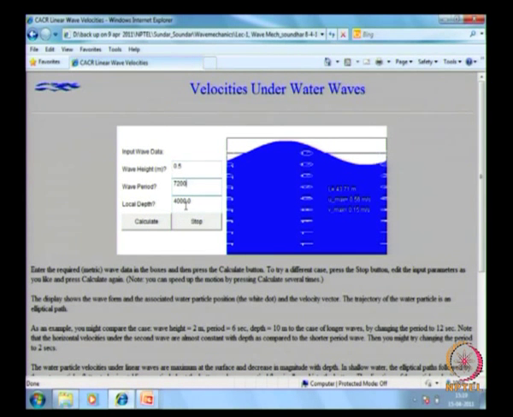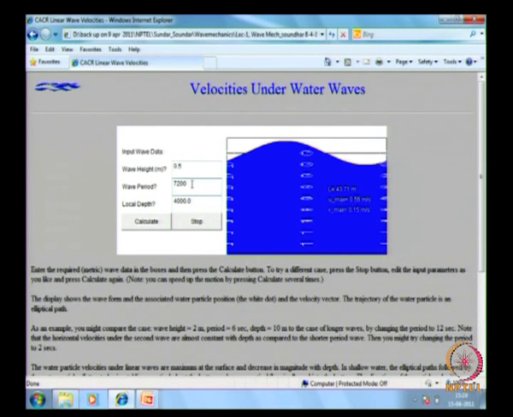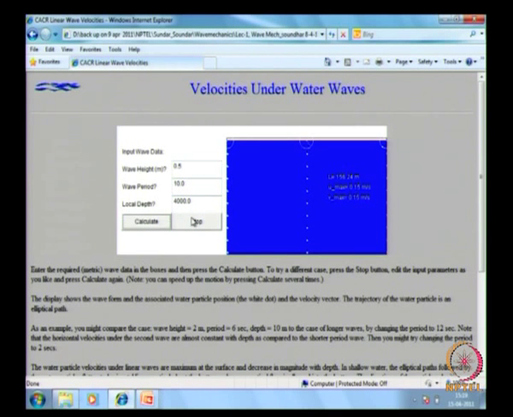So we are talking about water depth of 4000 meters. Now first, initially, let us restrict ourselves to the usual, say 10 seconds wave, under normal circumstances. So you see that in this case the water depth is 4000 meters and a wave height of 0.5 meters. You see that the displacement of the water surface is very small and the orbit is only near the free surface.